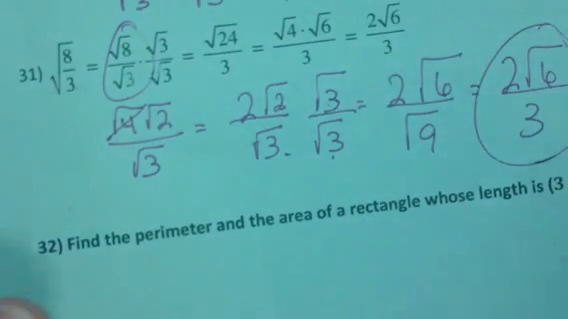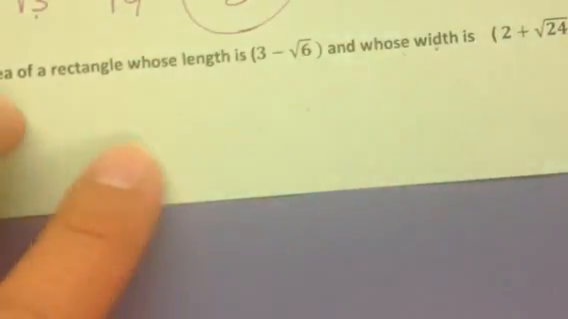All right, last problem. Your job is to find the perimeter and the area of a rectangle that has these dimensions. So let's kind of back this up and just do a simpler problem.